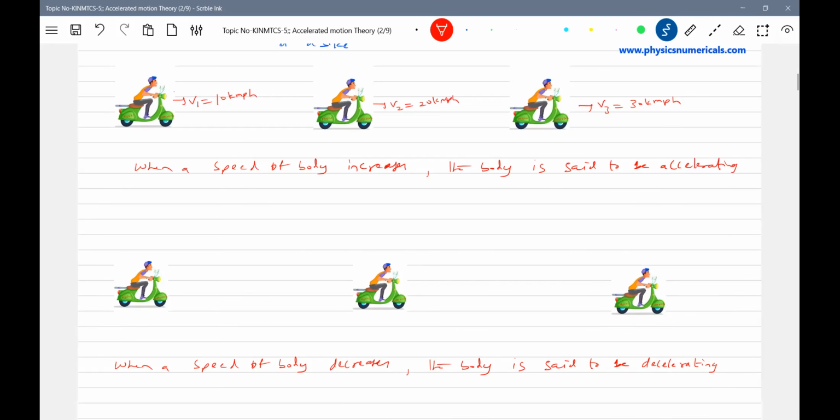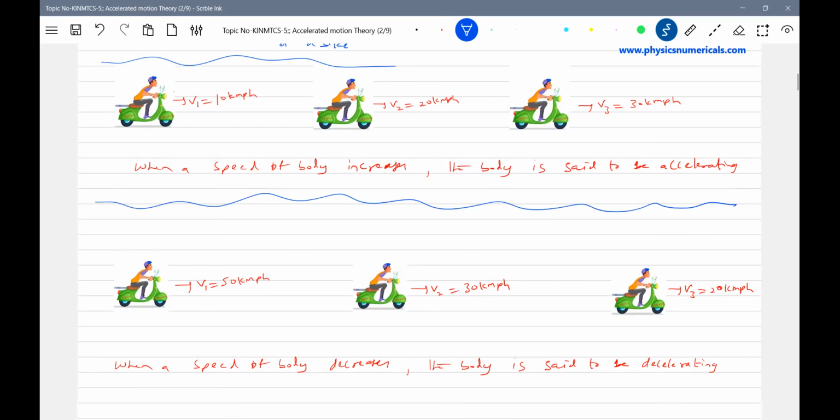So here he was moving with a speed, say V1, 50 km/h. Then you put a brake. Then it will become 30 km/h. Then it will become say 20 km/h. Then you can say the speed of the body is decreasing. So it's said to be deceleration. Okay, agree? So these are the two diagrams I'm showing for acceleration and deceleration.